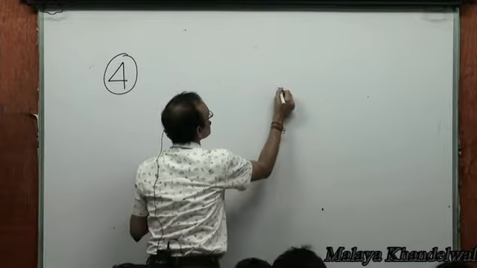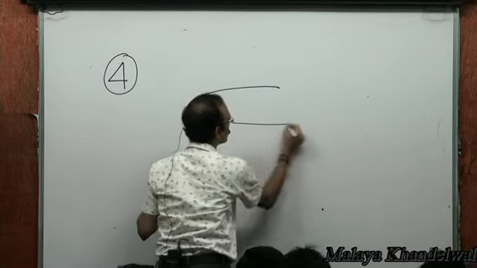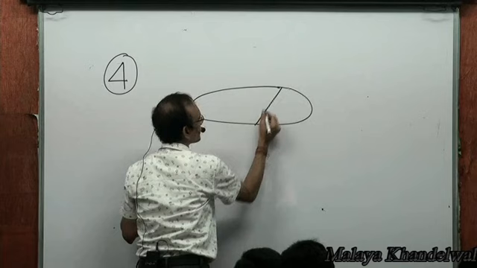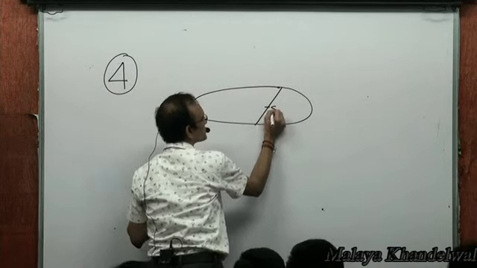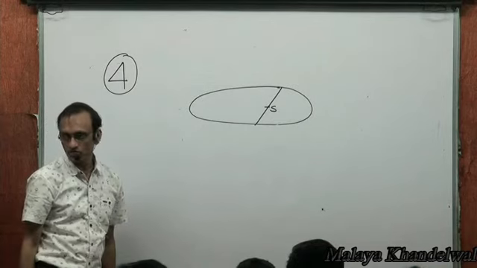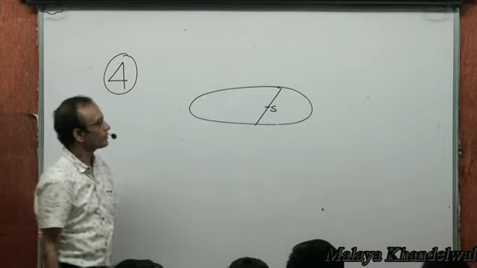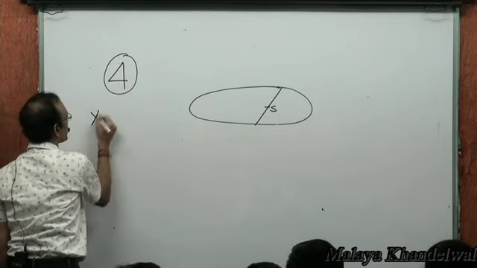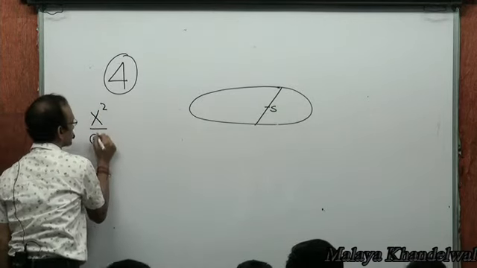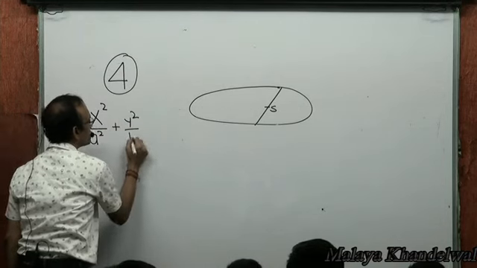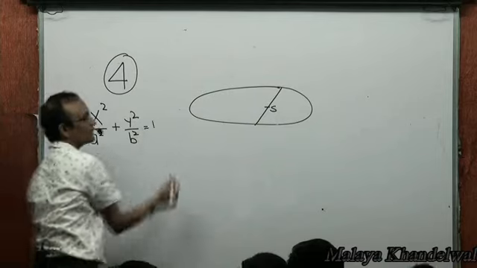We have an ellipse, and this is the focus of the ellipse. Let me say the ellipse is x squared by a squared plus y squared by b squared equal to 1, right?